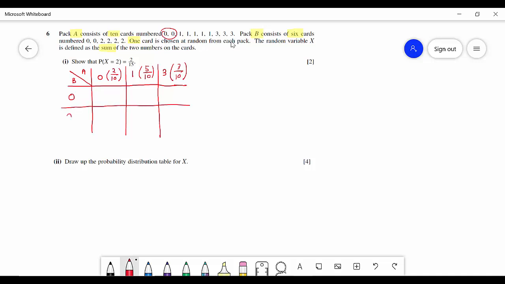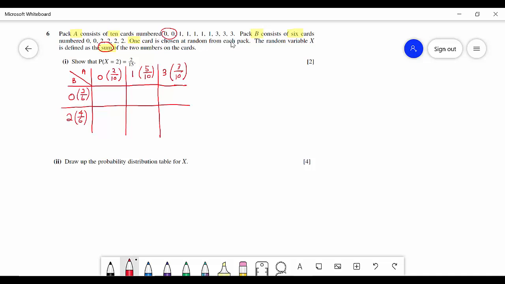Okay, and then for the pack B, I'm having 2 values only now, which is 0 and also the 2. Okay, so to get the 0, it should be 2 over 6, and then to get the 2, you should have 4 over 6. So the values in the bracket are all the probabilities. Okay, so for this one, the random variable X is actually the sum of the 2 numbers.